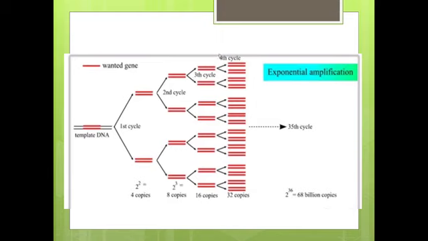And in the next cycle the number gets doubled, 8 and 8 is 16 copies. And after the following cycle, we will have 32. And after the 36th cycle, we will have 68 billion copies of DNA.